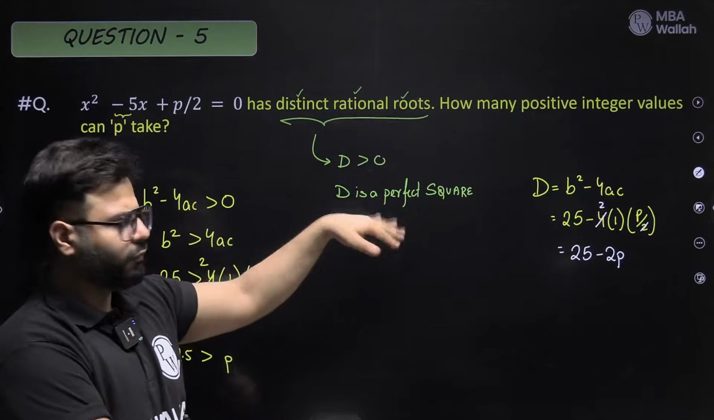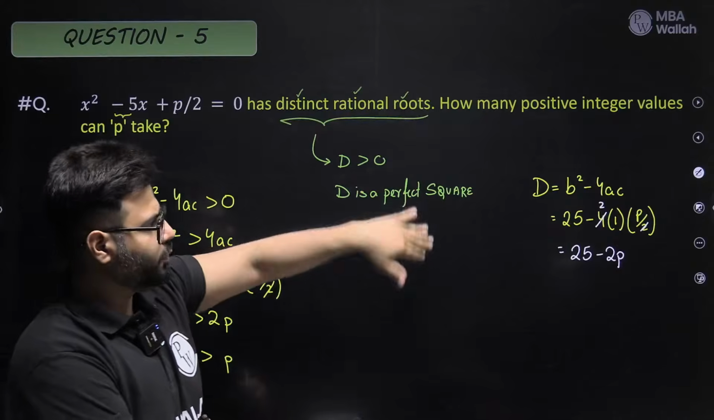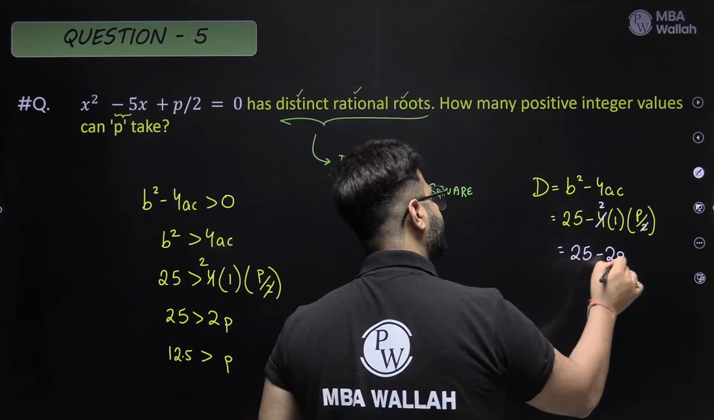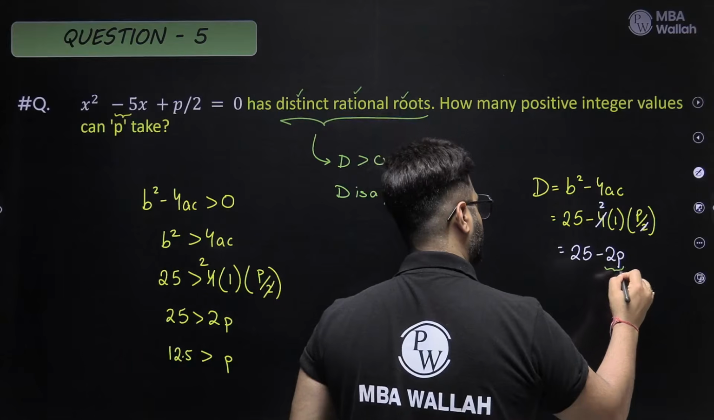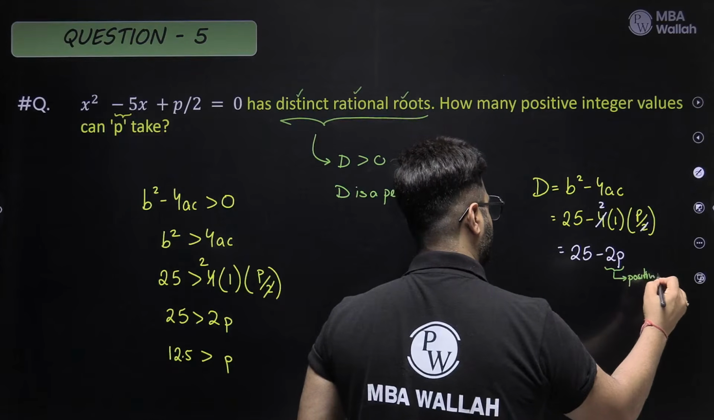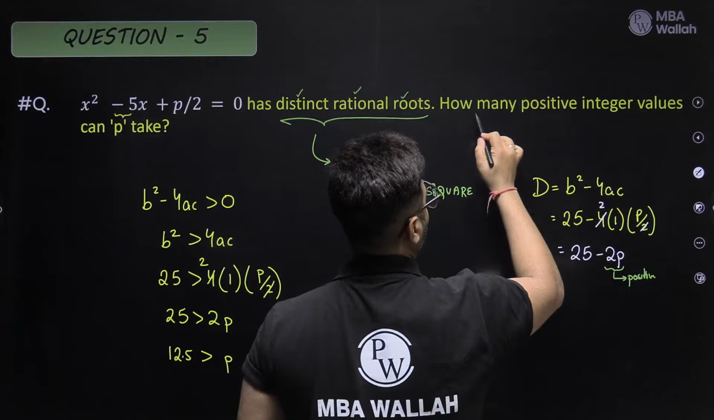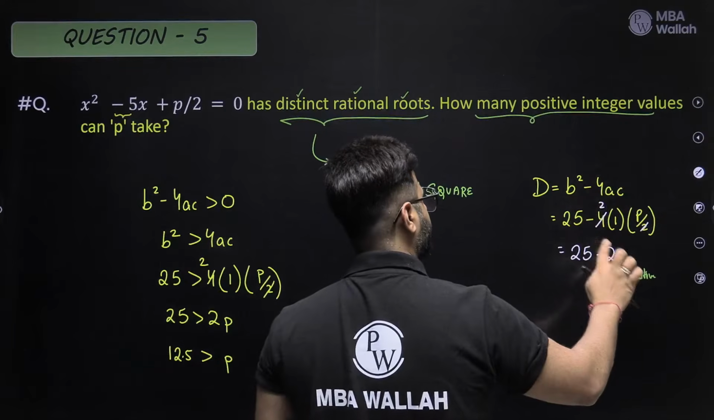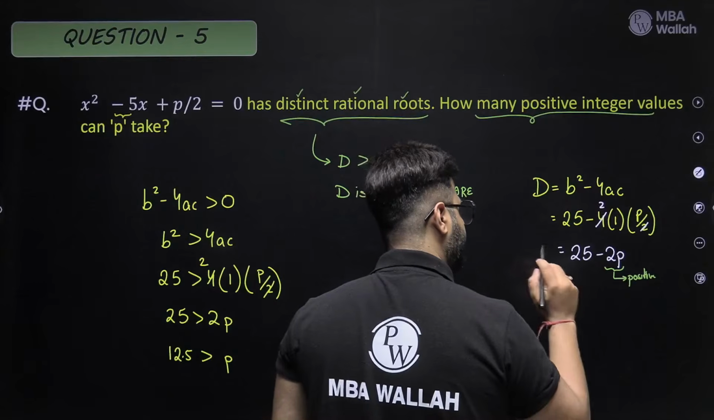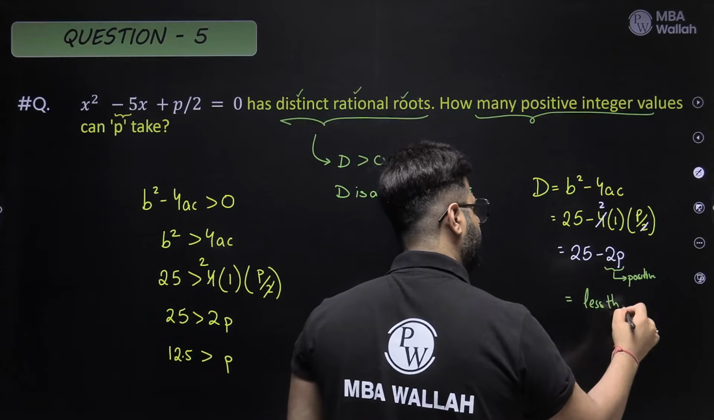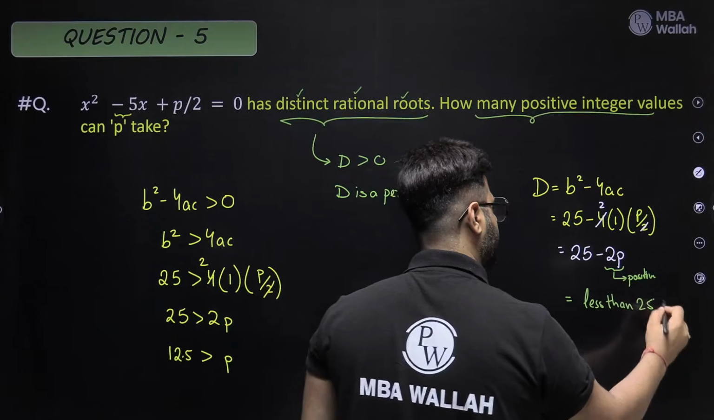We'll talk about perfect square later. Let's forget about this part. How many values can D take? One thing is sure, D is 25 minus something positive. This guy is positive for sure. Why? Because it is asking how many positive integer values P can take, so we are looking for positive P. So can I say that D is definitely less than 25? 25 minus positive will be less than 25. Yes or no?